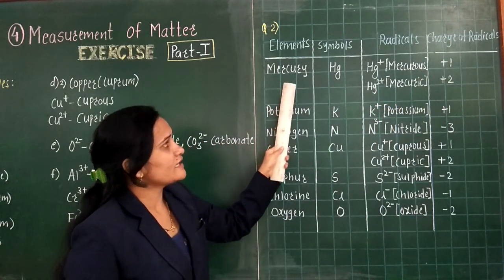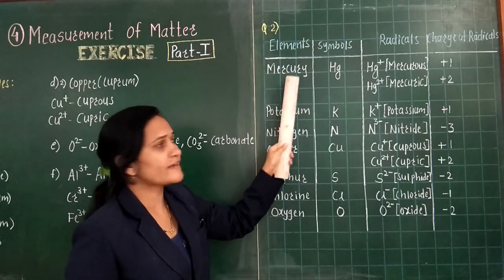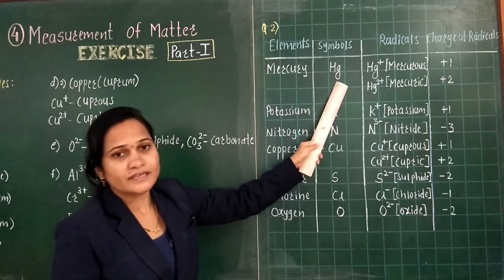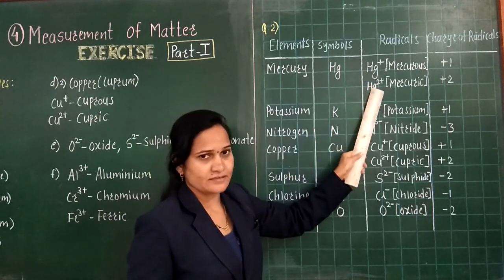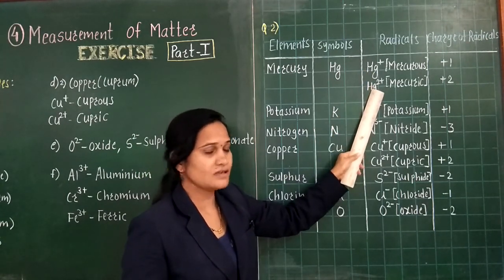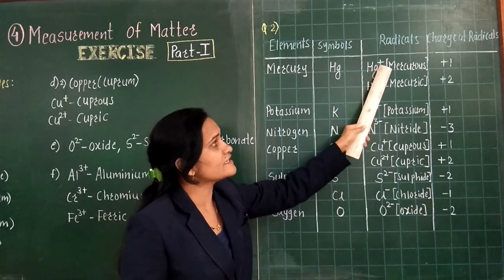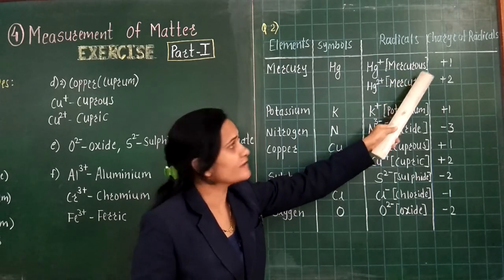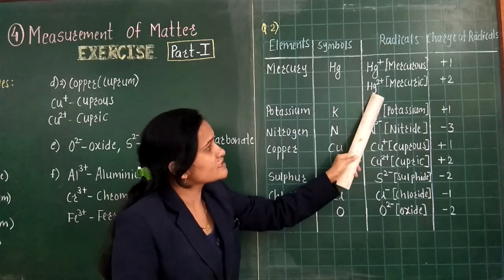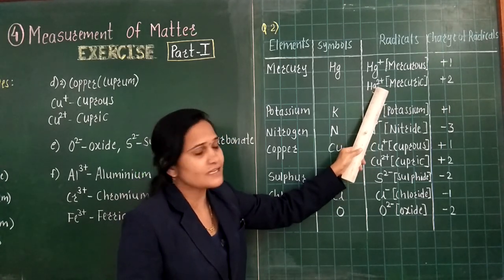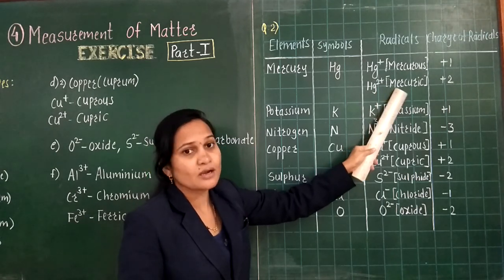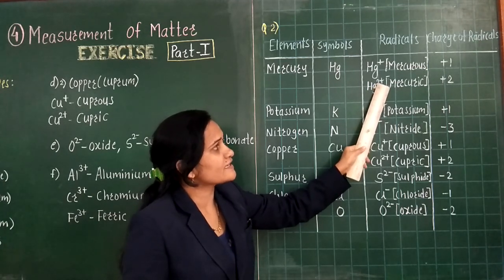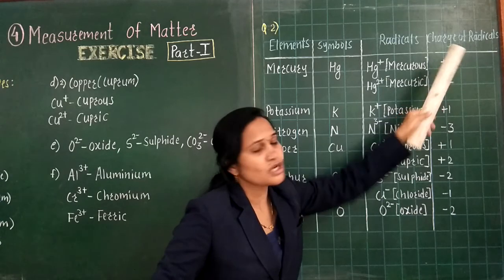Okay, here the first element is mercury. You have to write the symbol first. The symbol of mercury is Hg. In Hg, a total of 2 radicals are present, depending upon the valencies. In the first radical, the valency of mercury is 1. So what is the name given? Mercurous. And in the second radical, Hg2 plus, mercury has the valency 2. So the name given is mercuric. So depending upon the valencies, you can mention the charge of the radicals.